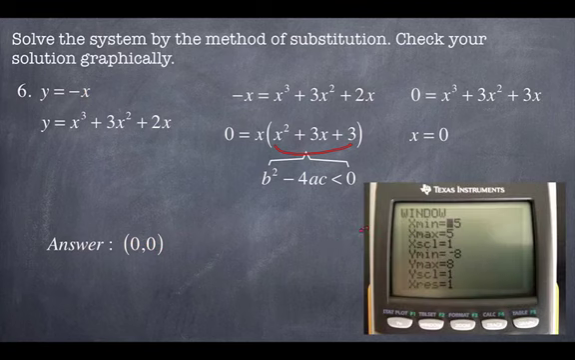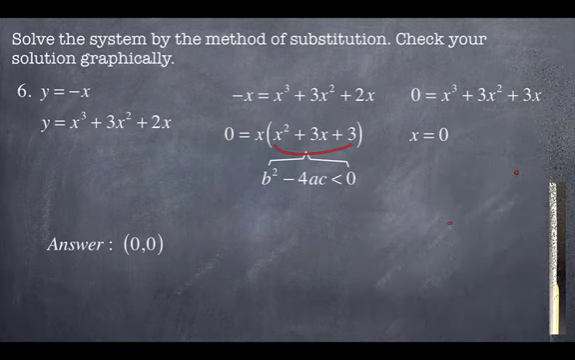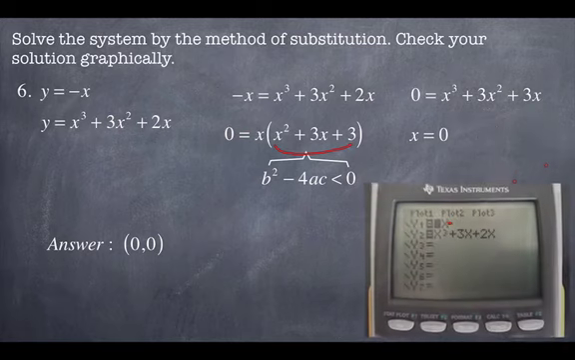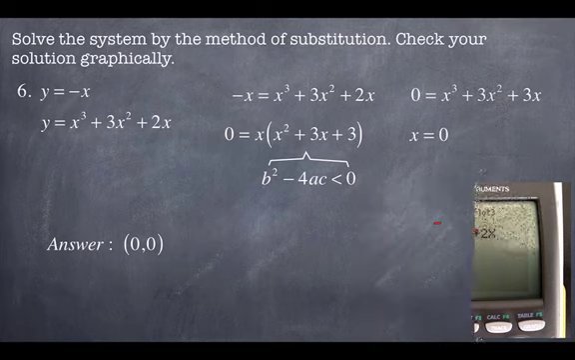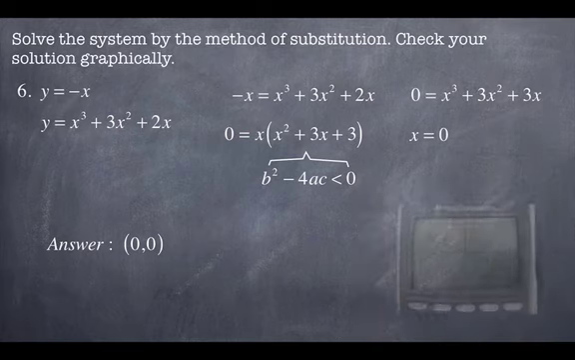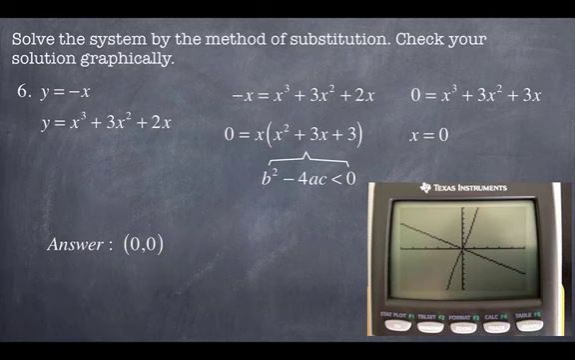If you want to graph this, this is the window, and again this is -5. This is what you punch in. This is -x. And this is what you get as your graph. And notice that the only point of intersection is at the origin. We're done with 6. Let's move on to number 7.